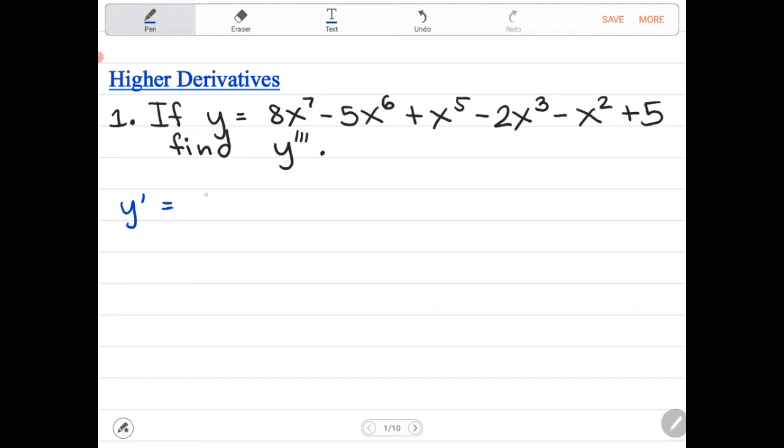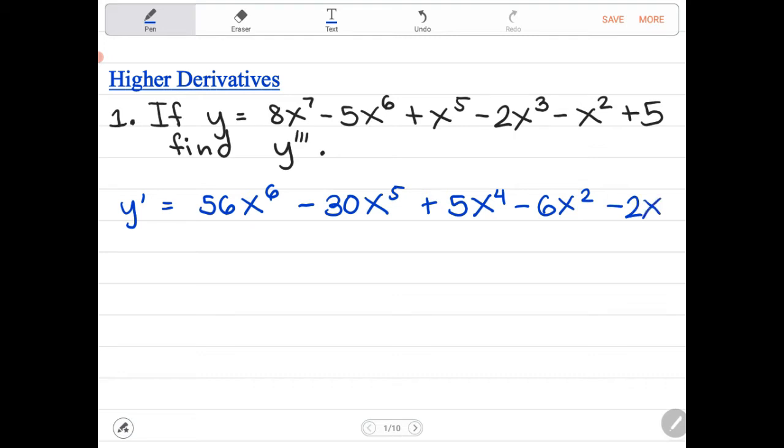8 times 7, that is 56, x raised to 6. Okay? Minus 5 times 6, that is 30, x raised to 5. Plus 5x raised to 4. Minus 6x squared. Minus 2x. Okay? So this is our first derivative.